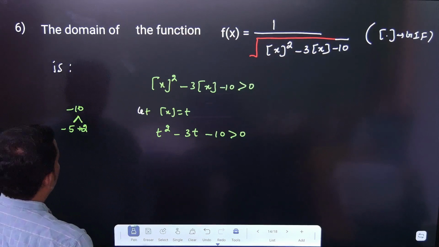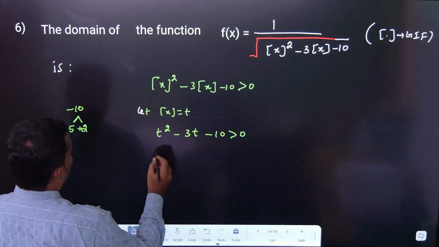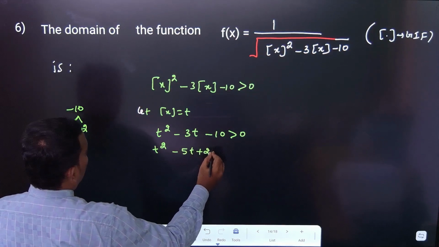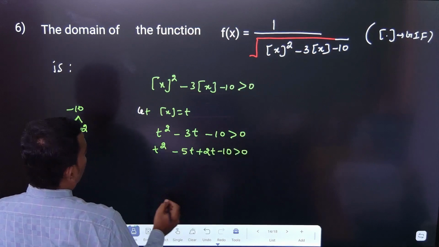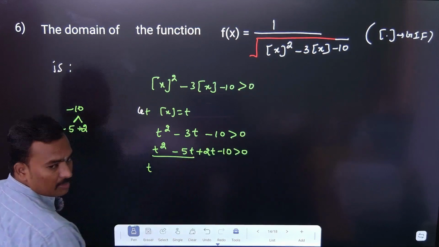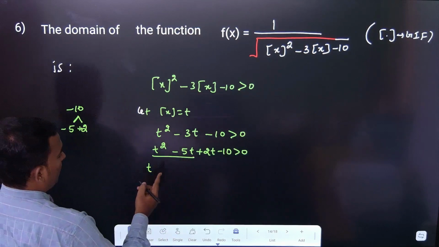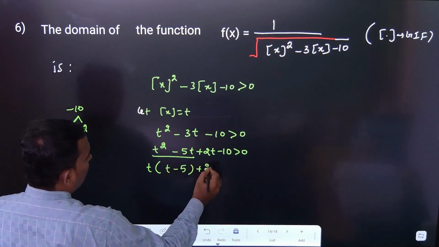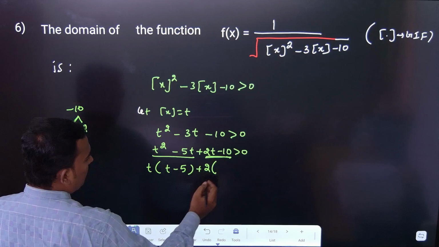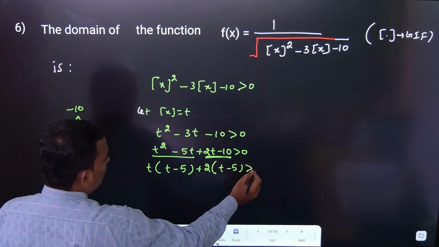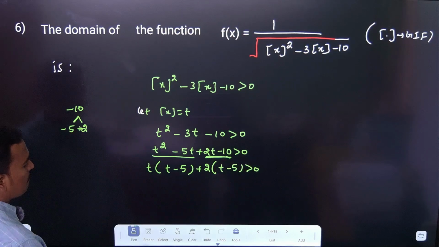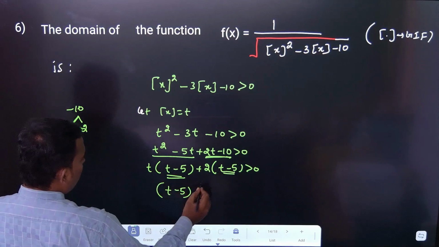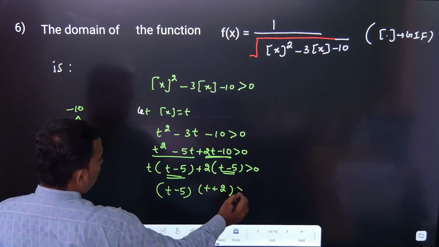So minus 10 and minus 5 plus 2 will be minus 3. t square minus 5t plus 2t minus 10 is greater than 0. If I take the first two terms, t you take out common. t minus 5 plus 2 you take common from the next two terms. t minus 5 is greater than 0. Clear? Now the whole expression which is common, t minus 5 into t plus 2 is greater than 0.